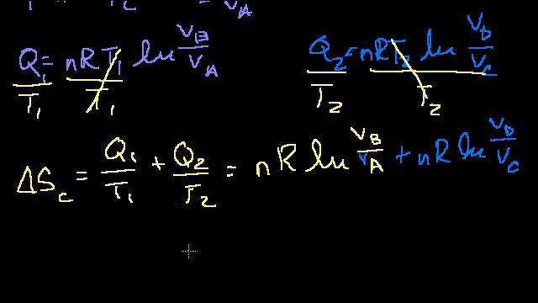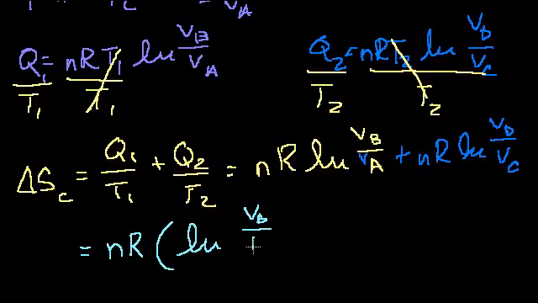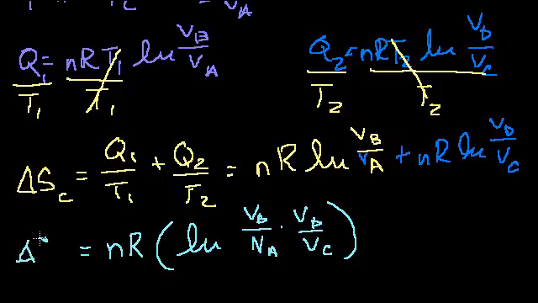All right. Now let's see what we can do. This is equal to, almost there, home stretch, nR. We can factor out an nR. And then the natural log of A plus the natural log of B is just the same thing as the natural log of AB. So this is equal to nR times the natural log of VB over VA times VD over VC. All right. Now, this is our change in our S state variable that we're playing with right now.